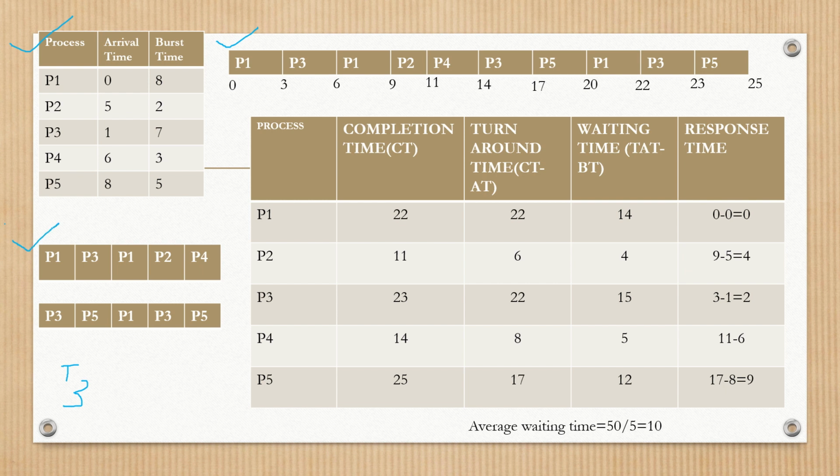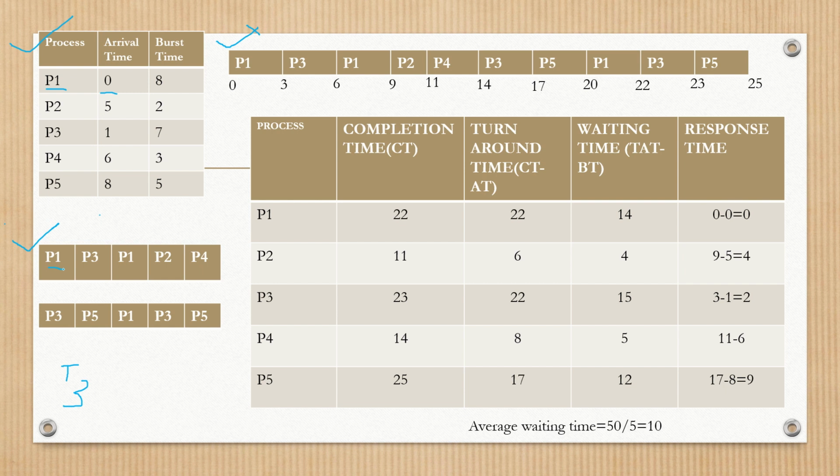So this is your ready queue and this is your Gantt chart. First a process is inserted into the ready queue, and from the ready queue it is allocated to the CPU, which is what is shown in the Gantt chart. So we start from arrival time 0. At arrival time 0, process P1 has arrival time 0, so it is inserted into the ready queue as process P1.